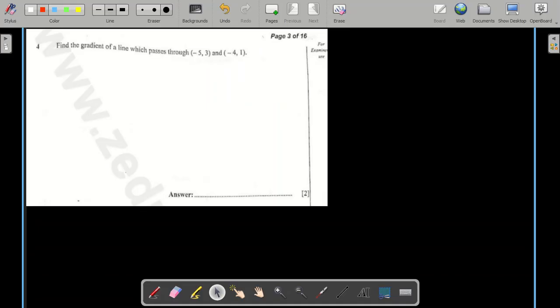Alright, so in this lesson we are going to look at the gradient, how to calculate the gradient when you have been given 2 points, like the way we have been given. In this case we have got this point and that point.